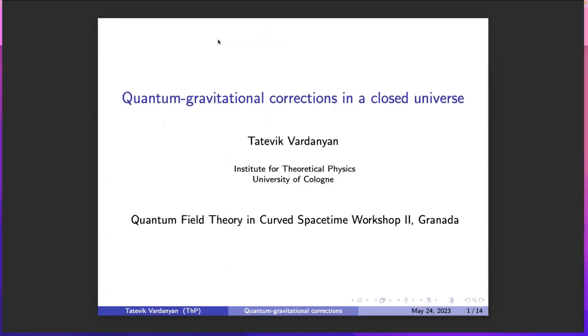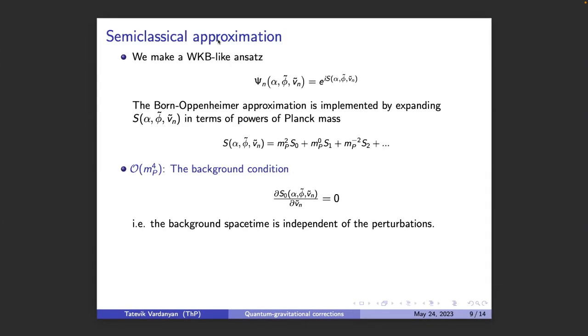Okay, so now we have to substitute this into the Wheeler-DeWitt equation, gather all the corresponding powers of Planck mass, and then at each order we will obtain the following equations. So first, at the order of M_P to the 4, we obtain this condition that S0 is independent of Vn tilde, which basically means that the background spacetime is independent of the perturbations, as expected.